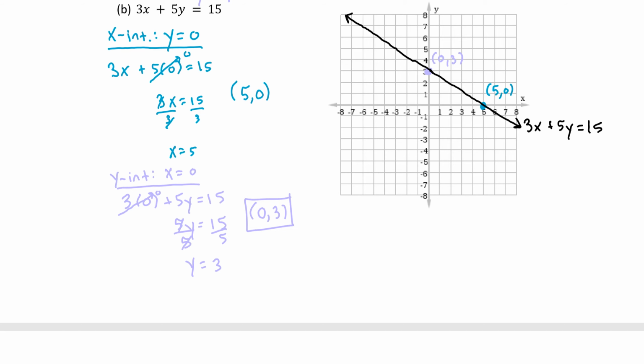So it's a very simple process to graph a linear equation in standard form by plotting the x and y intercepts. Now, later in the semester, we'll be finding x and y intercepts for nonlinear graphs, but the process will be the same. To find the x-intercept, we set y to 0. To find the y-intercept, we set x to 0.